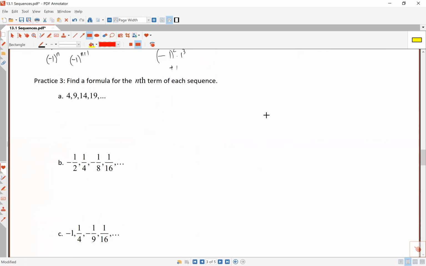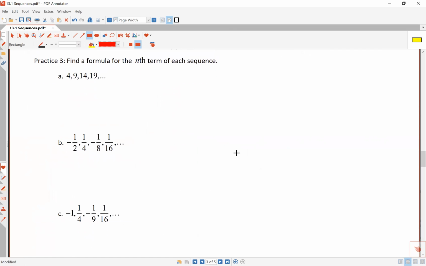Here's a practice problem for you to try. I encourage you to press pause on your video and work this out, and come back when you're ready to see the solution.